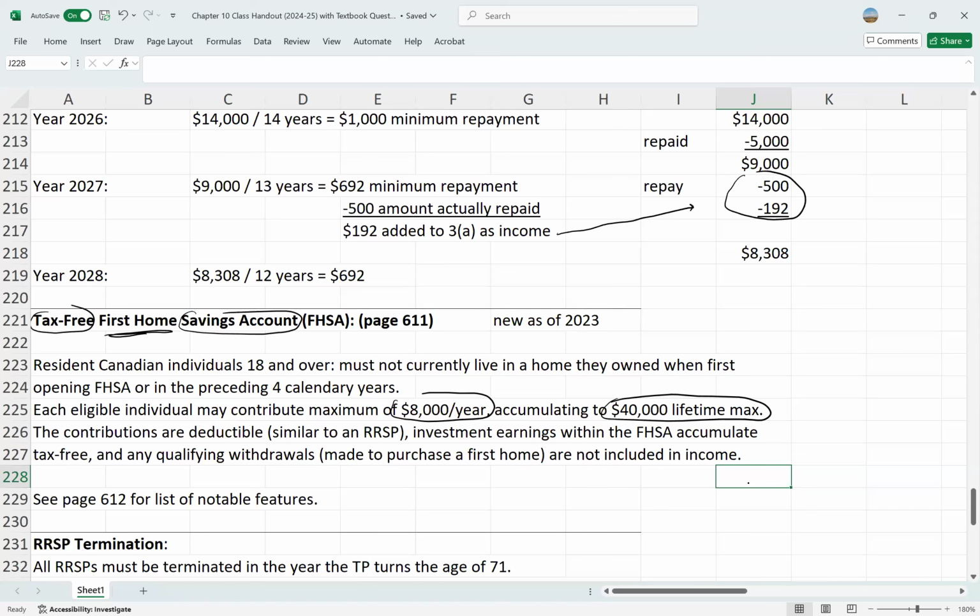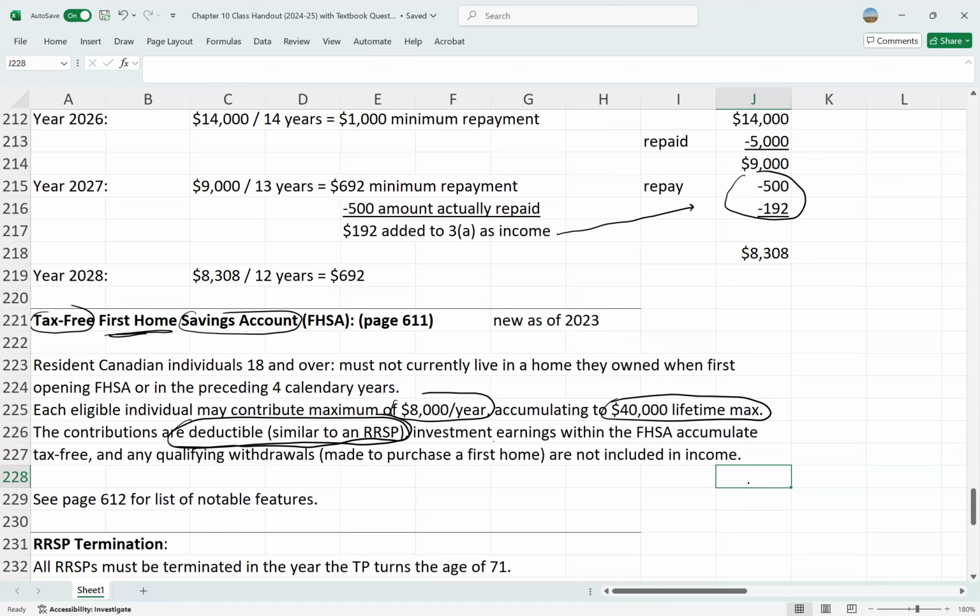The contributions are deductible. So it's similar to an RRSP in that respect, that the contributions are deductible. That's different from a TFSA. Last week when we talked about TFSAs, if you put money into a TFSA, you can't deduct the contributions, but when you take the money out, it will be tax-free. This tax-free first home savings account is kind of like the best of both, the best of an RSP. You do get the deductions.